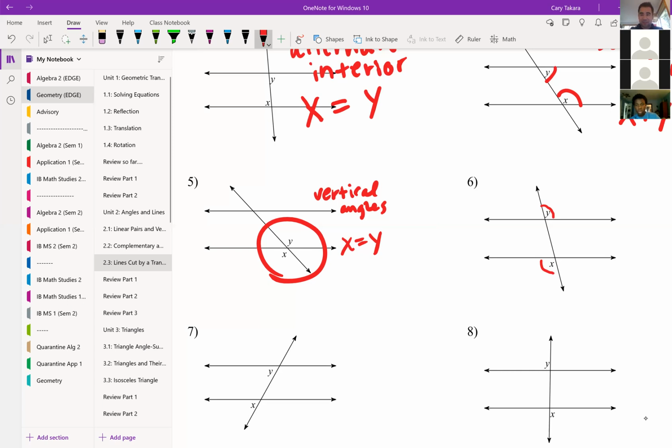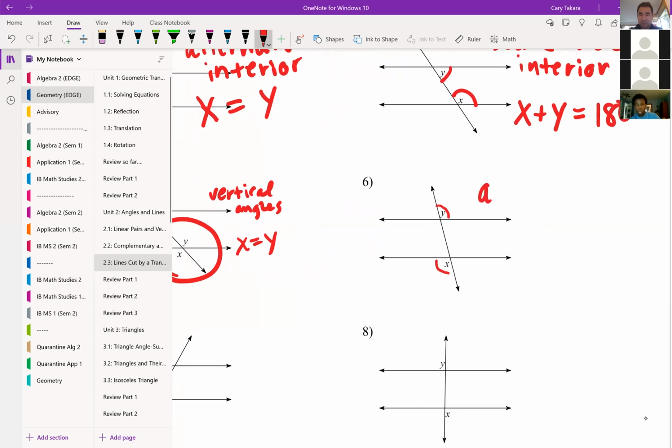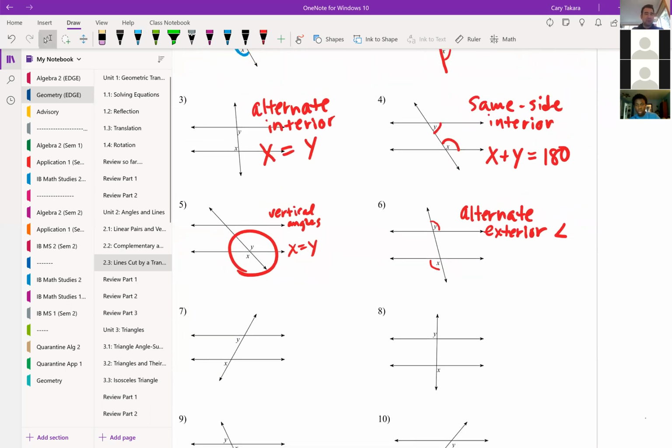Very good. Okay, let's write it down. Alternate. Alternate means one is the right side, one is the left side. Alternate exterior angles. Now, what do we remember about alternate exterior?